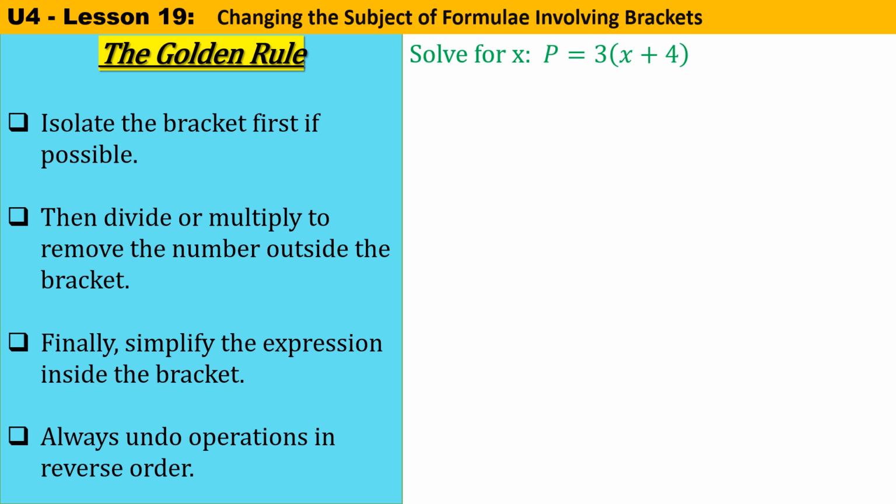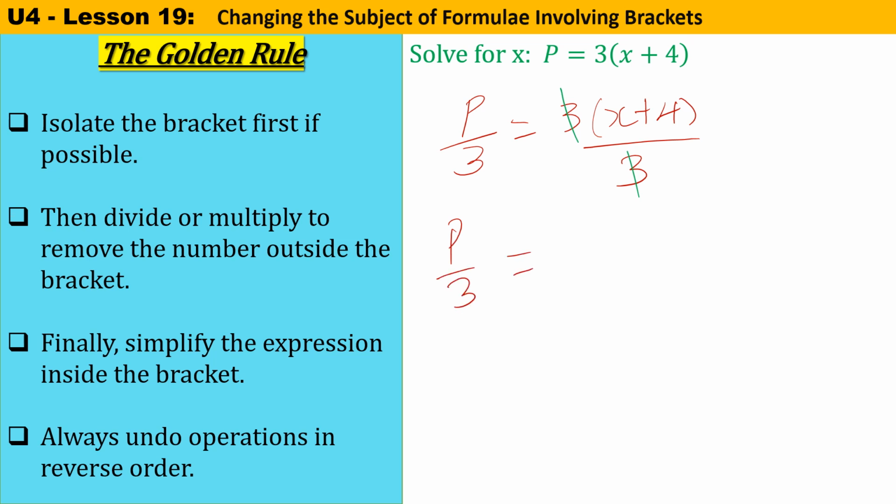So it would be p divided by 3 equal 3 times x plus 4, divided by 3. And here both 3 cancel out each other. So our new equation is p over 3 equal x plus 4.